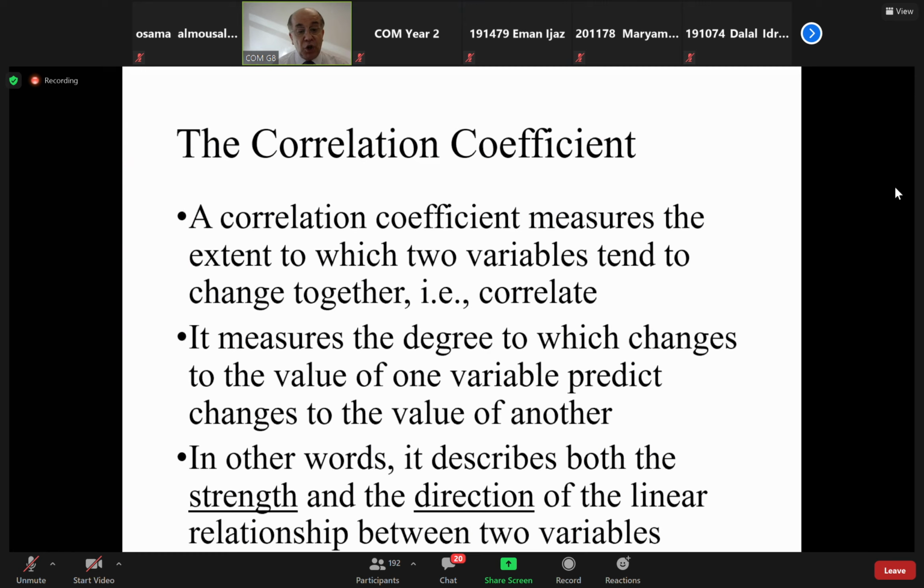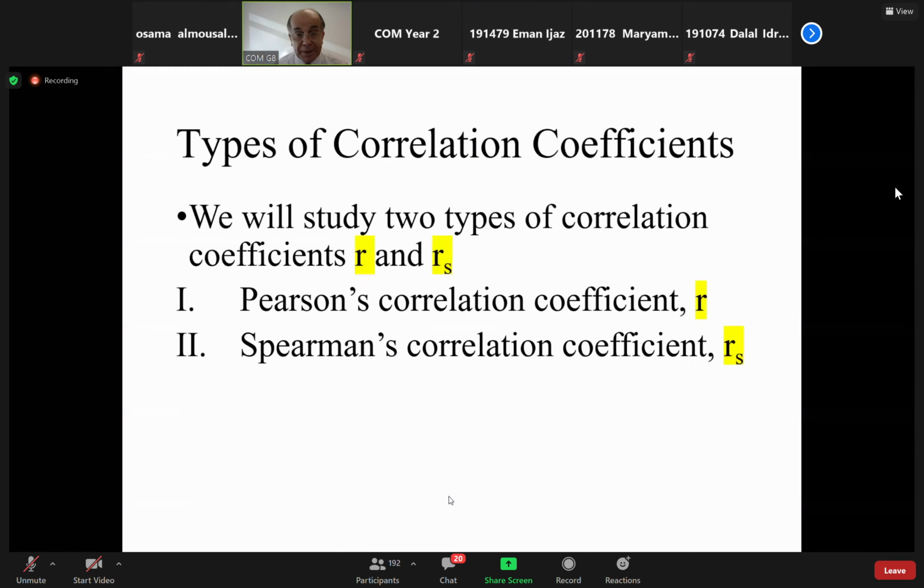So what is the correlation coefficient? It measures the extent to which two variables tend to change together. If two variables change together at the same time, in a linear fashion, this coefficient can measure that relationship. It measures two things, please remember: the strength and direction. It tells you if the change is strong or weak, and whether it is in the same direction or opposite directions.